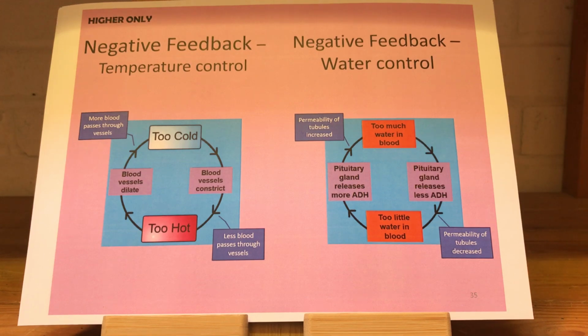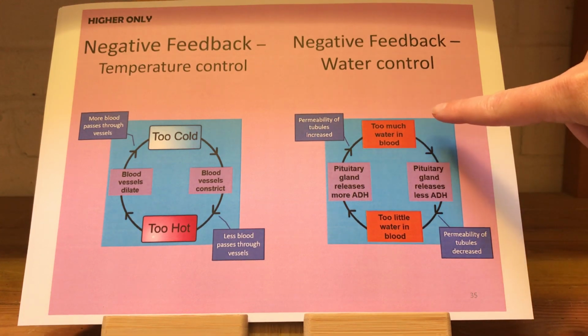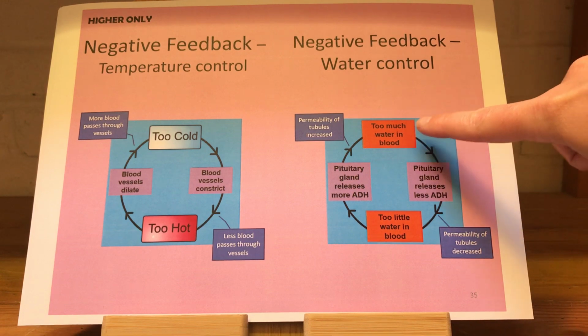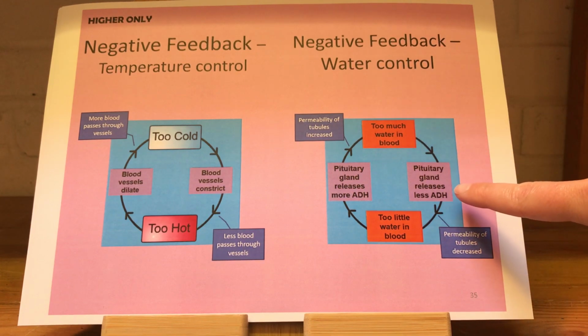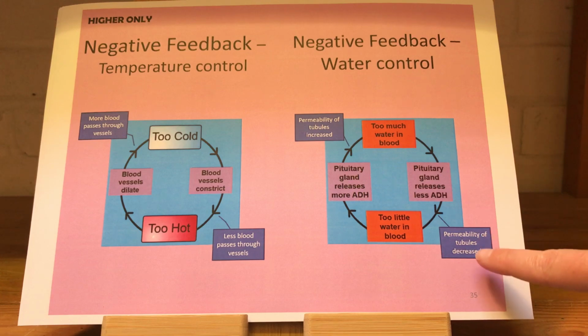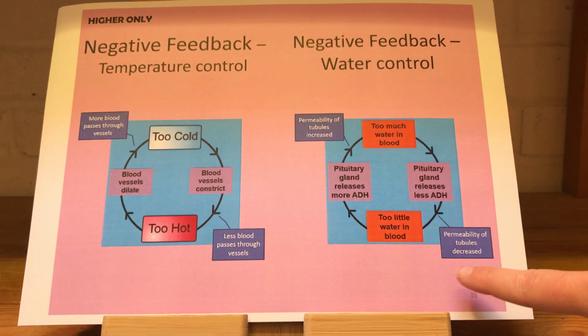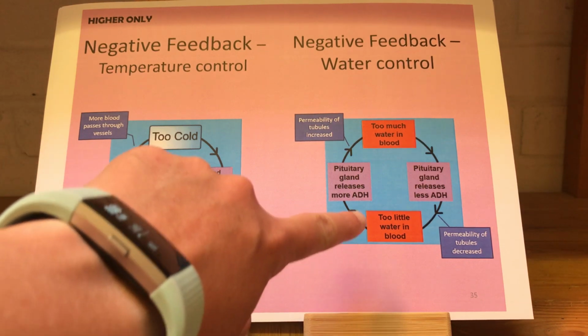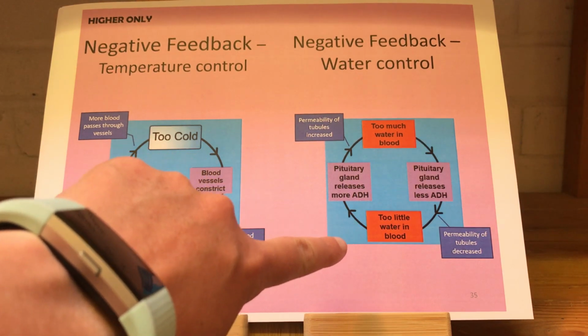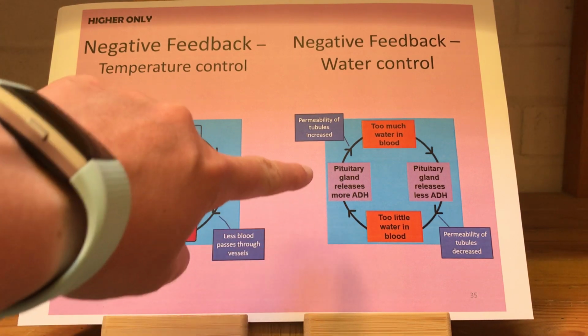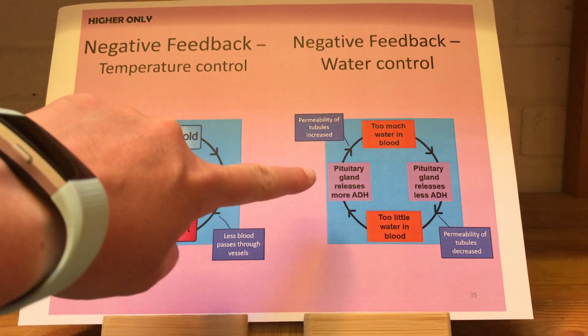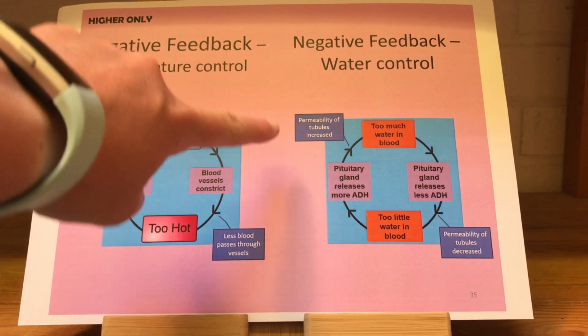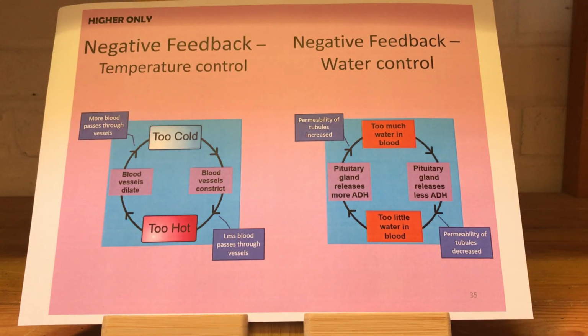If we've got the water control, so this was the kidneys with the ADH, if there is too much water in the blood and we don't need all of it, then less ADH is released from the pituitary gland, makes the tubules less permeable, and therefore less water is selectively reabsorbed. Whereas if we've got too little water in the blood, we need to pull back as much as possible. We've got more ADH, therefore tubules are more permeable, more water is selectively reabsorbed.